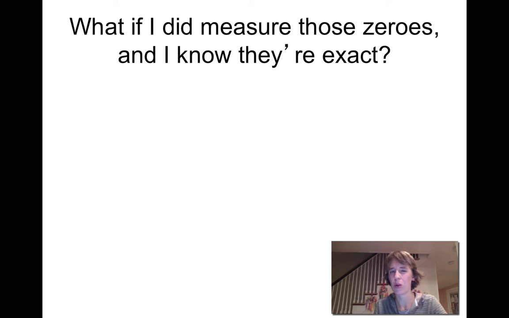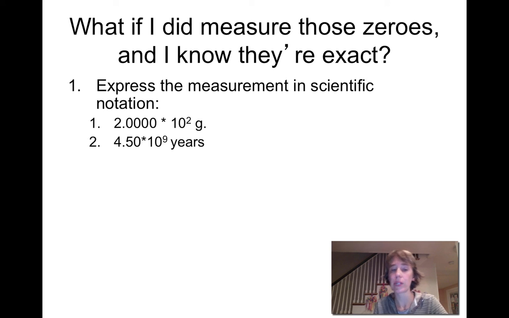So this brings up the point, well, what if I did measure those zeros and I know that they are exact? There's a couple ways that you can do it. Best course of action, in my opinion, is to just express them in scientific notation. So geologists will often talk about the age of the Earth, and it's 4.5 billion years. The 4 is measured, the 5 is measured. The 0 is actually well understood. So the best way to write the age of the Earth is 4.50 times 10 to the 9th. Because if we just write 4,500,000,000, then we can't tell that third place, that first 0, is significant.